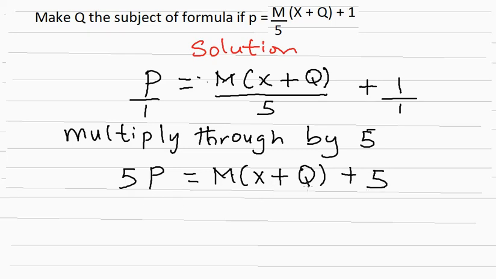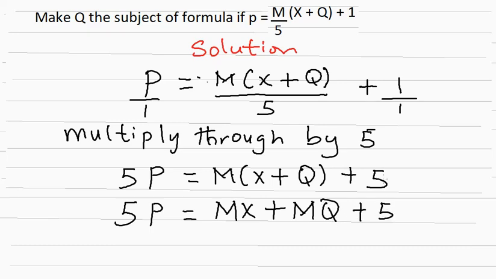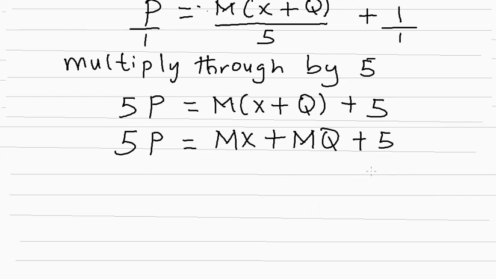Since I want to make q the subject, I have to open this bracket. So this is going to be 5p. Opening this bracket, I'm going to have mx, then of course plus mq, then plus 5. You know very well that I now have to rearrange the equation so that mq will just be at one side of the equation. So I'm going to move mx plus 5 to the other side.